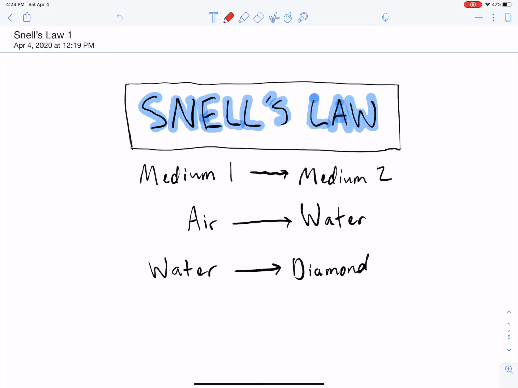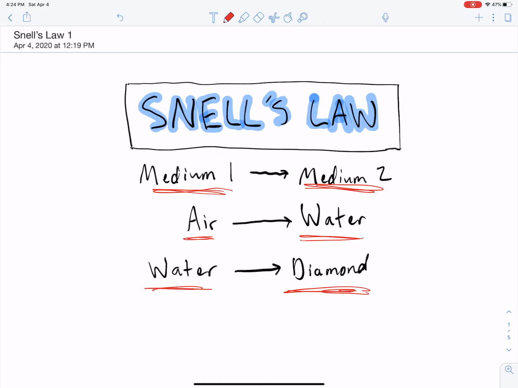Today we're going to be talking about Snell's Law. So basically, Snell's Law explains and quantifies what happens when light travels from one medium to another medium. For example, what happens to light when it travels from air into water, or what happens to light when it travels from water into another substance, such as a diamond.